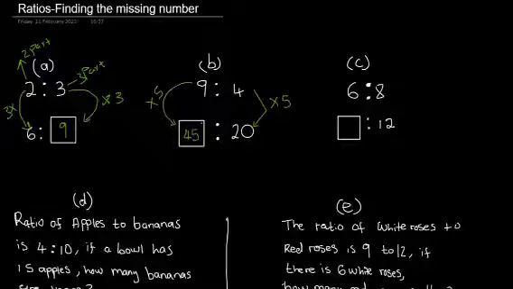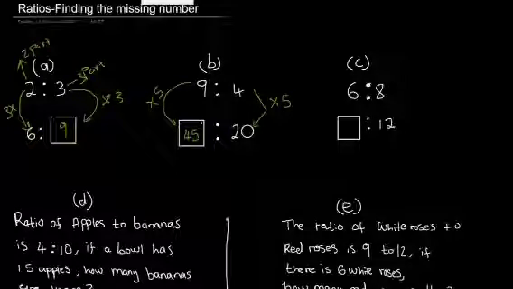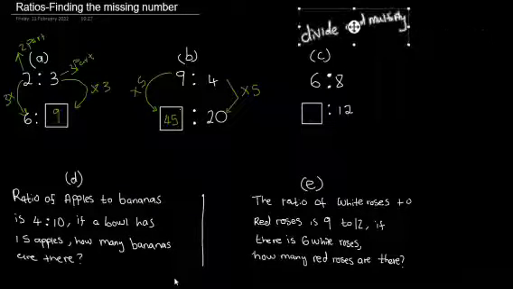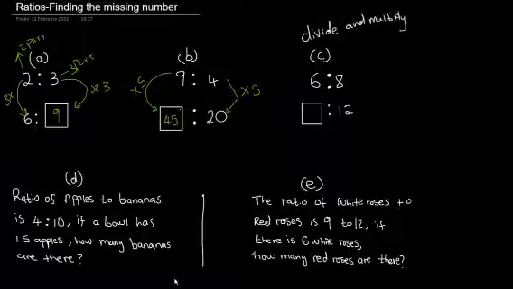Now, with the first two, A and B, it was pretty easy to find which number we multiplied by to get to the final number. But as for C, it's not that easy. So how do we deal with numbers like C? In this case, you need to use what we call the divide and multiply method. Let me put it here: use the divide and multiply method.